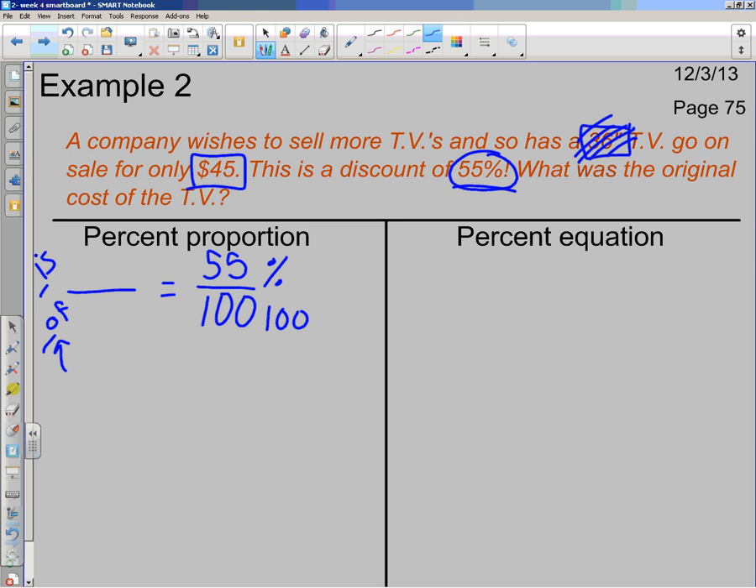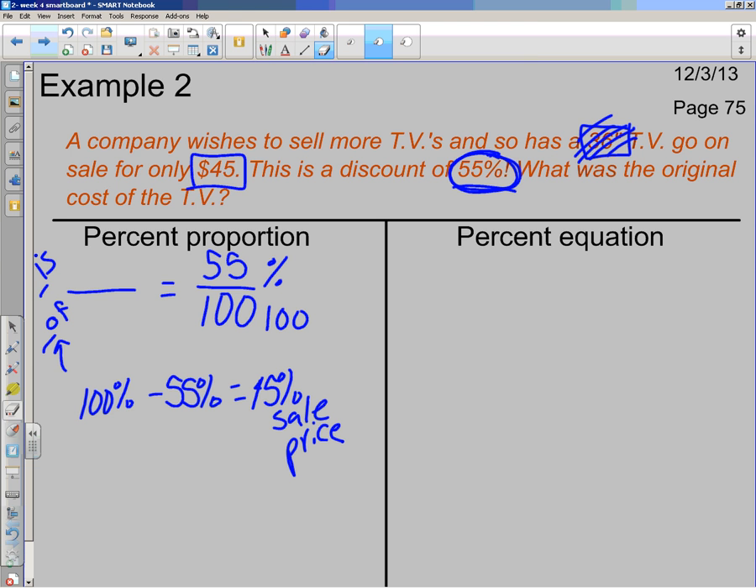If the discount is 55%, you are actually only paying 45% of the cost of the TV. How do I know that? Because 100% is the cost of the full TV minus 55%, which is the cost of the discount. And that's going to give me 45%, which is the sale price. So what I can do here is, instead of having 55%, I can put 45%, and that tells me the sale price of $45. And what I need to know is the original cost of the TV, which would be X here.